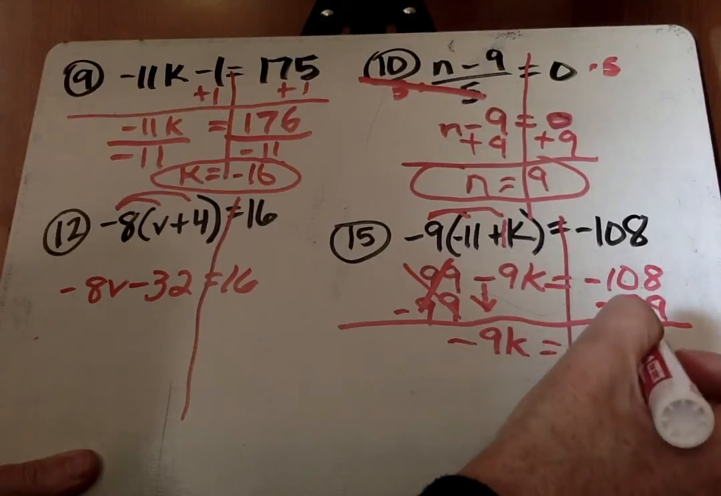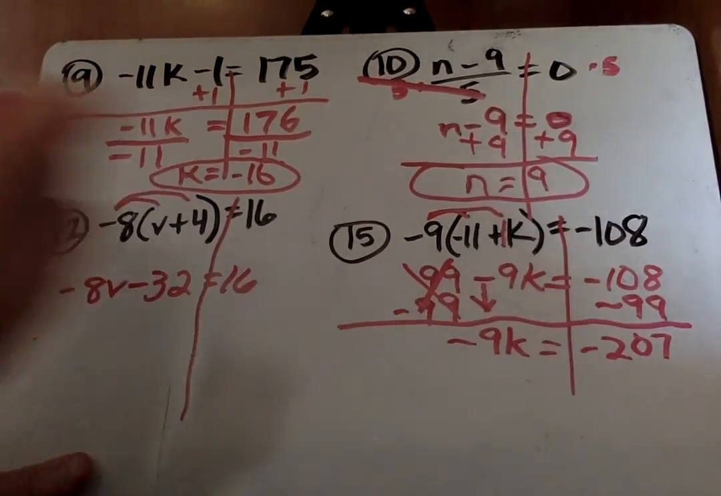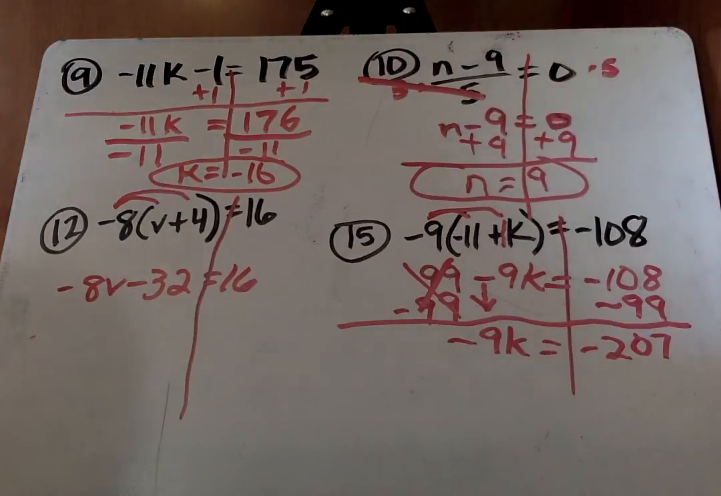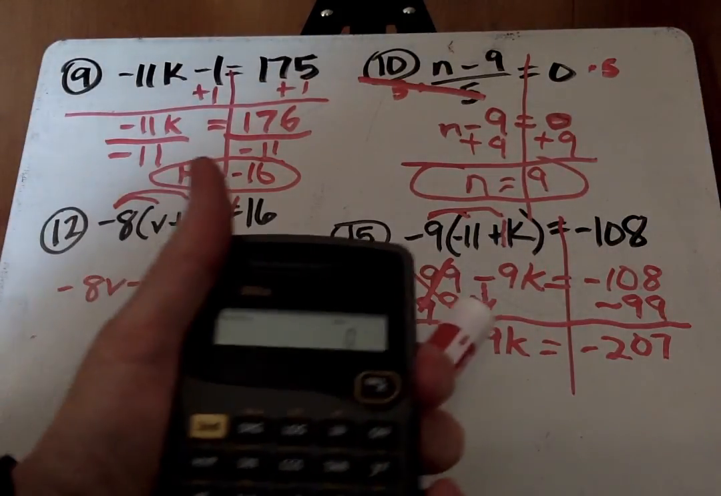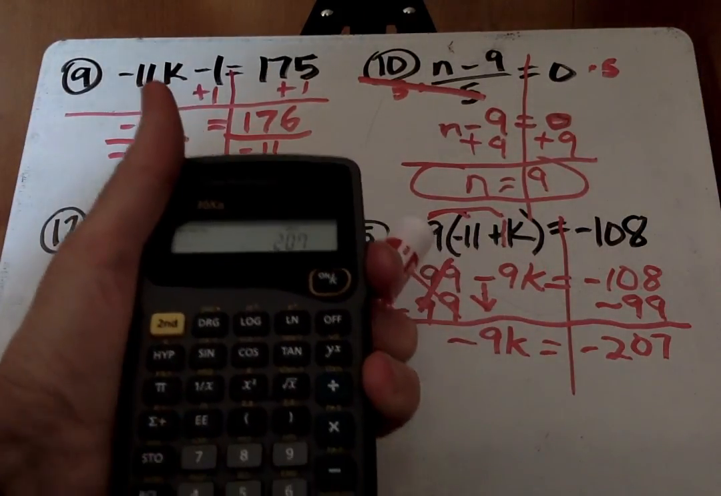Negative 207 maybe? Yes. Take your handy dandy calculator. I'll let you finish the rest.